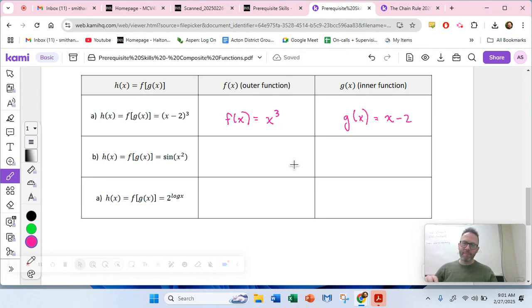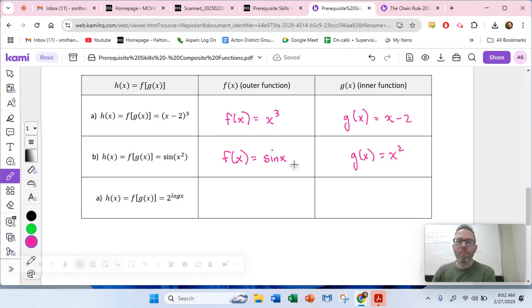Kara, go ahead. G of x equals x squared. Yep. What's the outer function? B sine x. Yeah, good. It's like you plugged x squared into sine x instead of like an angle or something like that. Great. And how about the last one? A little bit of a step up on the last one.